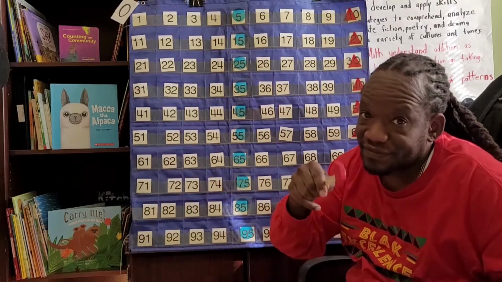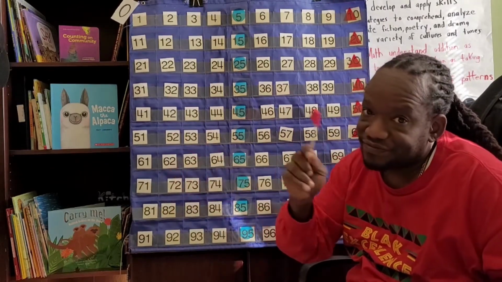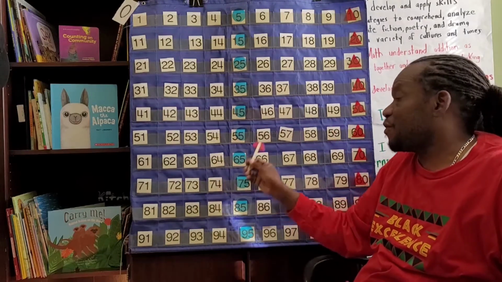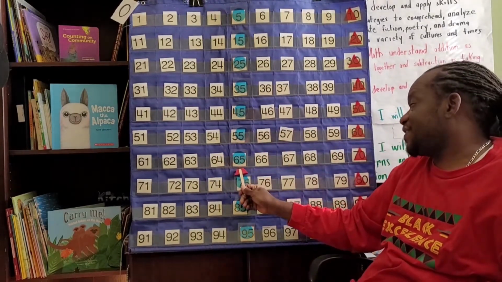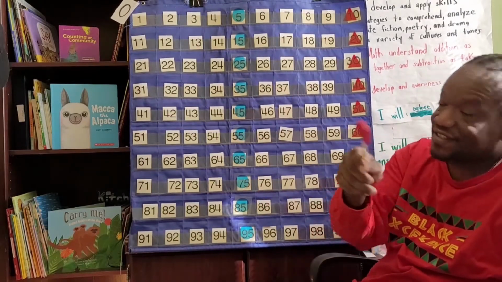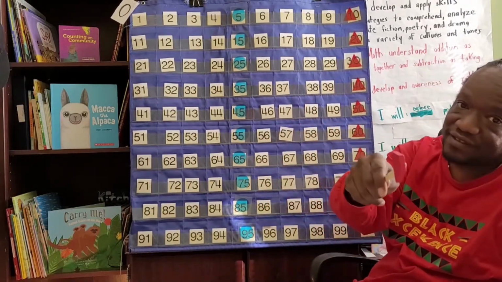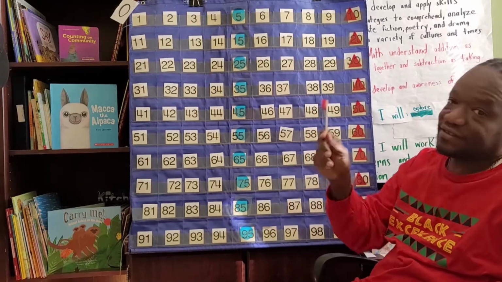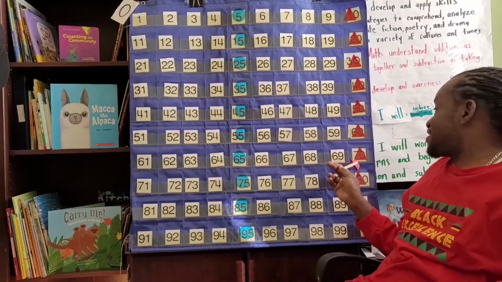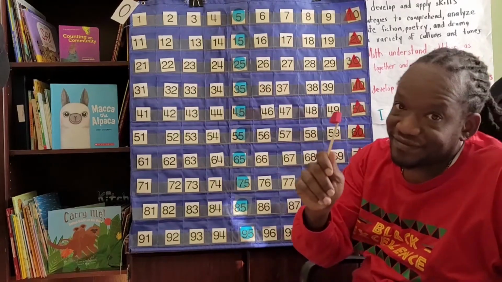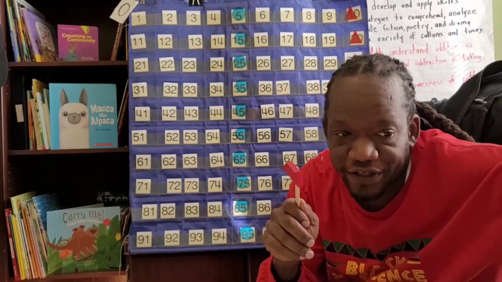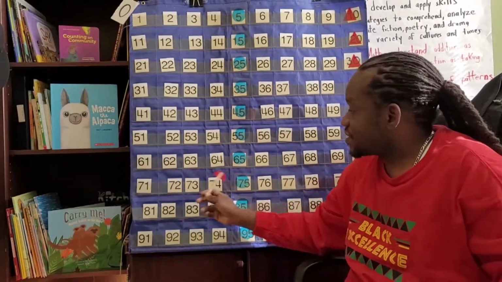61, 62, 63, 64, 65, 66, 67, 68, 69, 70. You ready? Mimic me. When I point to you, that's when you say it, right? When I point to you, that's when you say it.